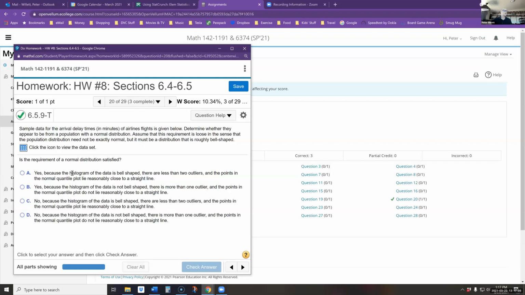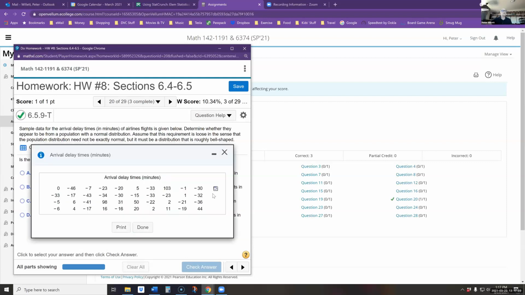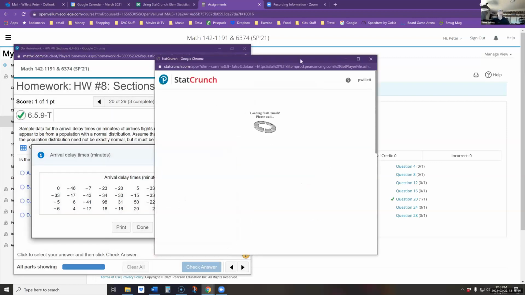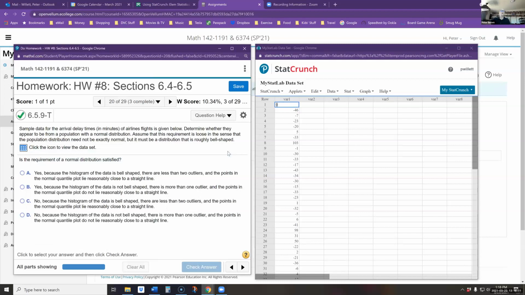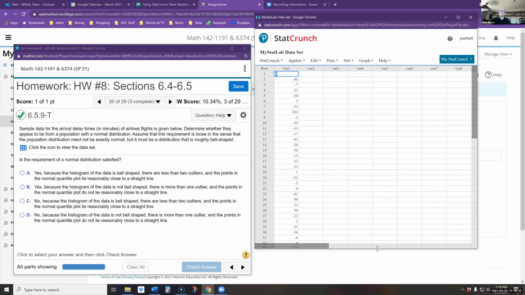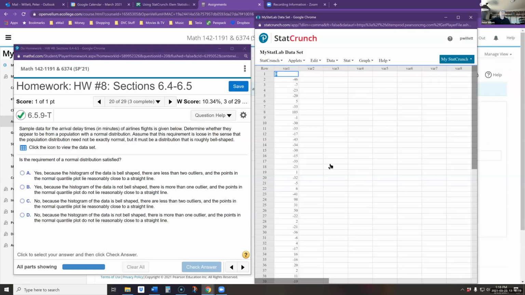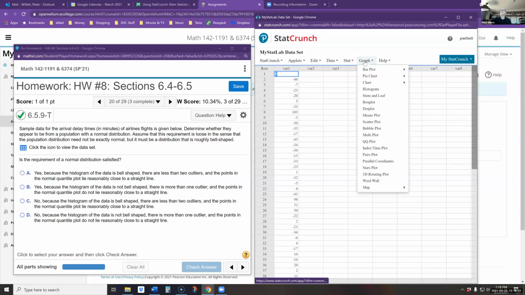Okay, so how would I do this? I would transfer the data into StatCrunch. And once I've got that over there, I don't need to look at it over here anymore. And so both a histogram and a normal quantile plot are types of graphs. So for these things, we'll be working off of our graph tab. And histogram is here, which we can remember from chapter 2. And normal quantile plot is the QQ plot.